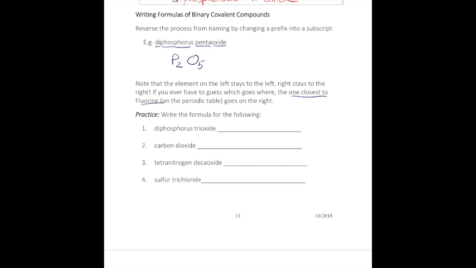Diphosphorus trioxide. Here I like to look at the elements first. So phosphorus, oxide, di means 2, tri means 3. Carbon oxide, but carbon doesn't have a prefix, so we know it's 1, and di means 2. Tetra nitrogen deca oxide: nitrogen is a word I saw, oxide is a word I saw, tetra means 4, and deca means 10. What a strange compound. Sulfur trichloride, so sulfur and chlorine, no prefix means 1, trichloride means 3, and then we're done. So, we should probably practice here as well.